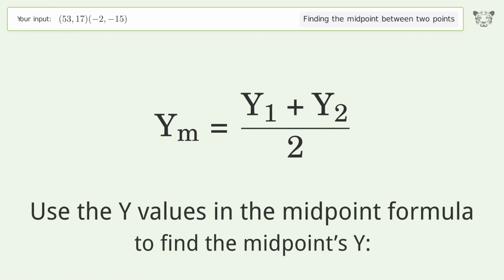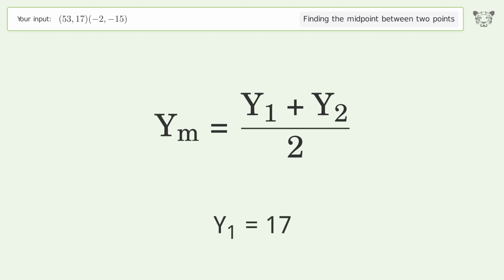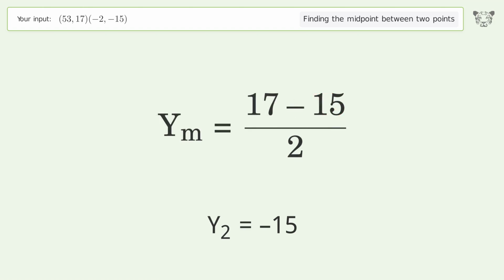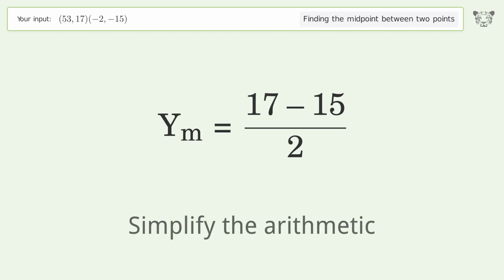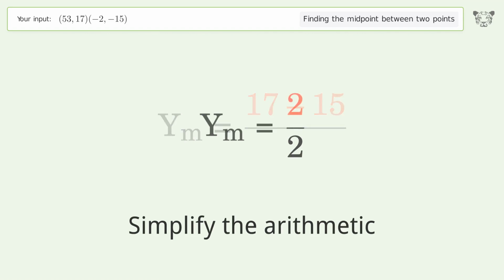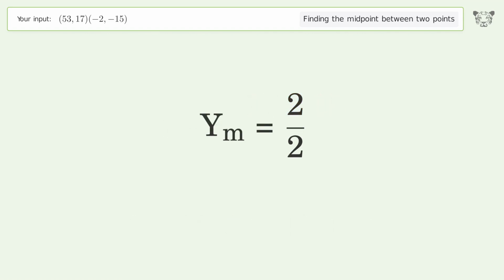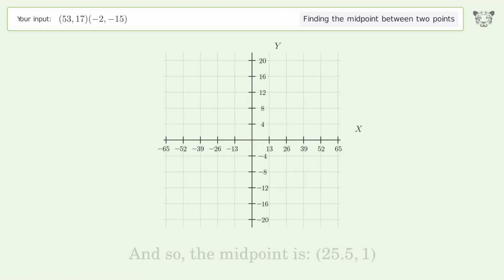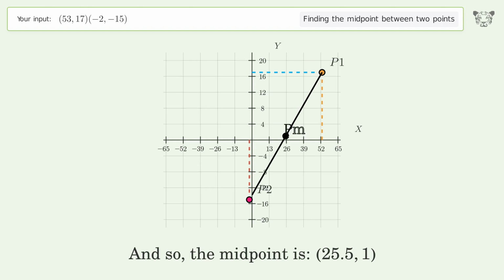Use the y values in the midpoint formula to find the midpoint's y. y1 equals 17. y2 equals -15. Simplify the arithmetic. And so, the midpoint is 25.51.